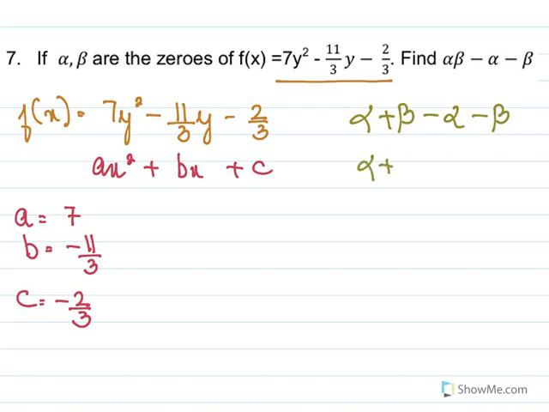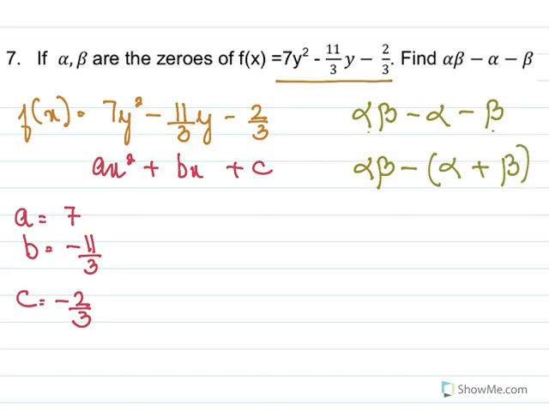We need to find the value of alpha beta minus alpha minus beta. Not alpha plus beta, this is alpha beta, right? So alpha beta, I take minus common out, what will remain here is alpha plus beta. Now alpha beta is c by a, alpha plus beta is minus b by a. So this will be c by a plus b by a.